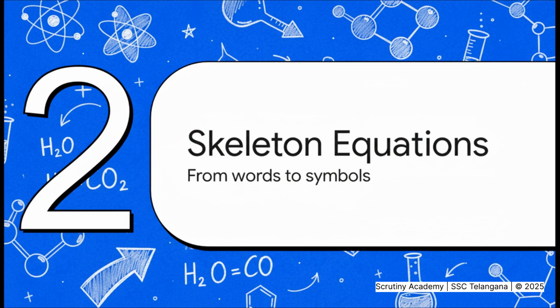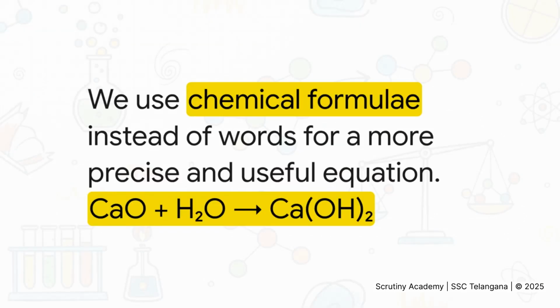Now, word equations are a great start, but we can do better. We can make our language even more concise and way more powerful. So let's move on from just words to the actual chemical formulas of the things involved. This right here, this is a skeleton equation. It just swaps the words for their chemical formulas. So CaO for calcium oxide, H2O for water, and Ca(OH)2 for calcium hydroxide. Now, we don't just know what's reacting, but we know the exact ratio of atoms in each and every molecule. This is so much more informative.